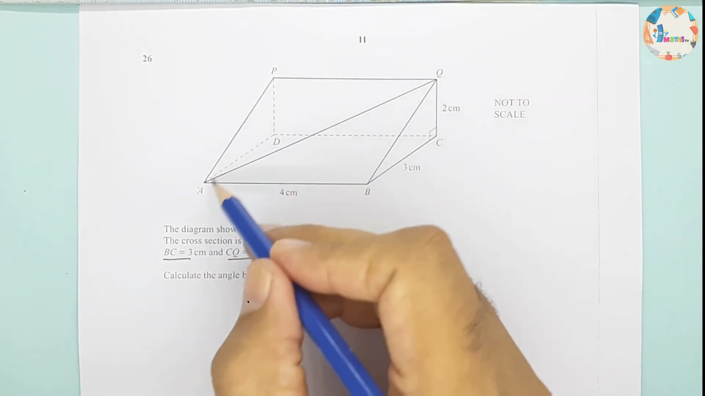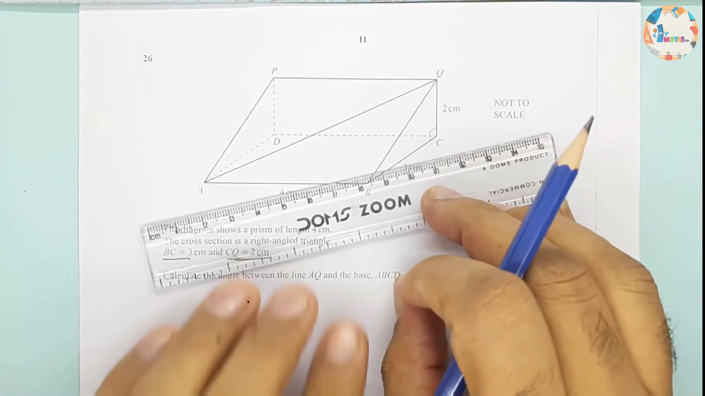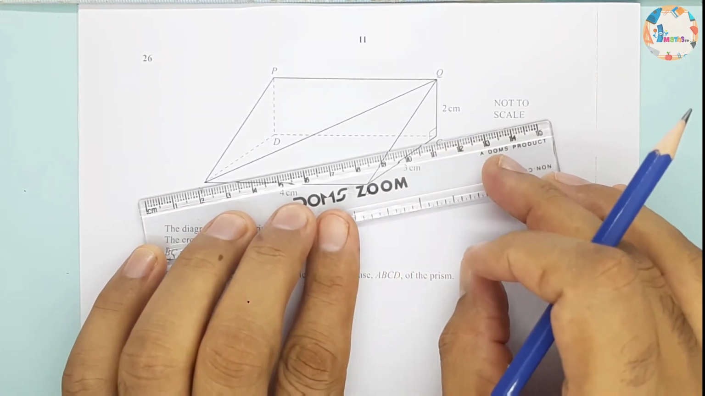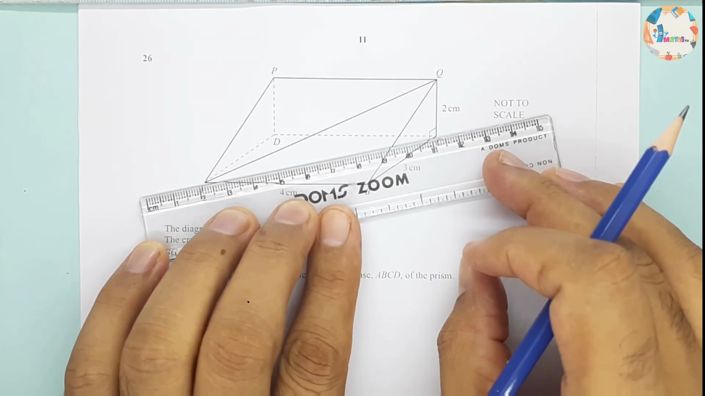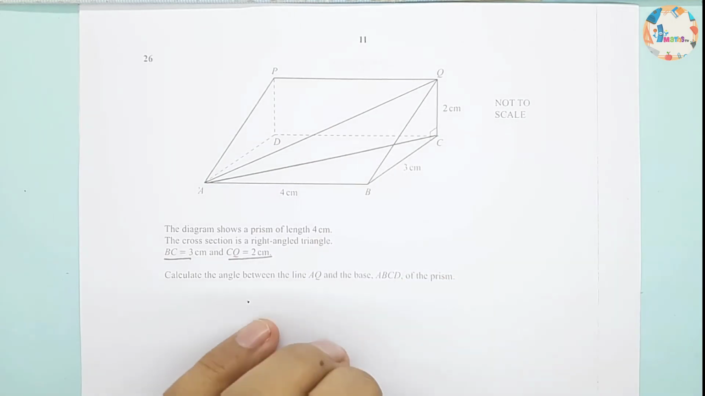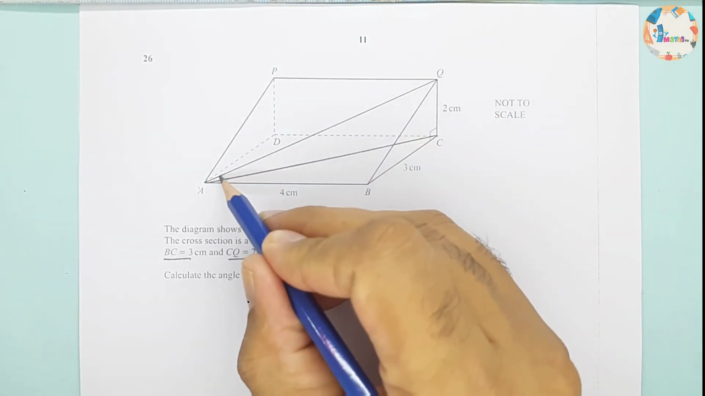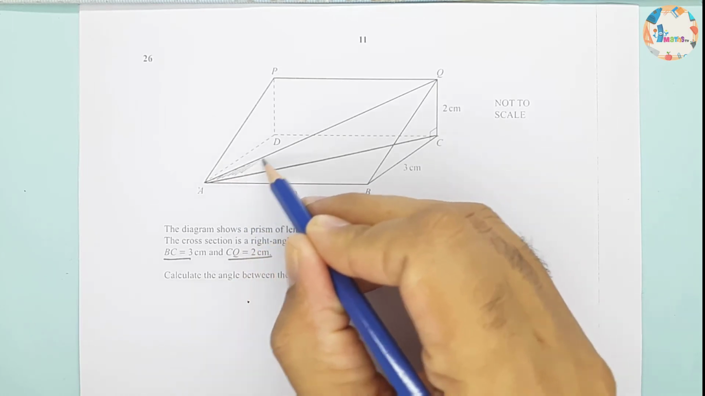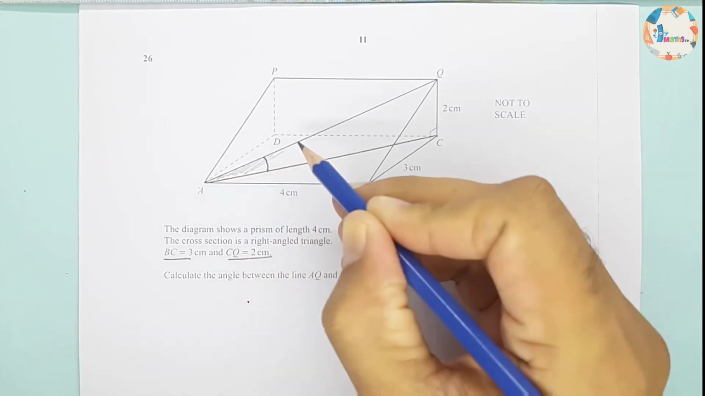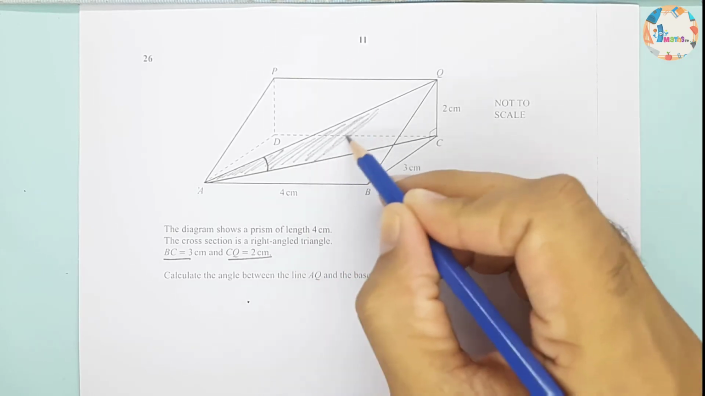So this is the base. Now the angle, you will have to understand, we require the angle between this part and this one. So basically you will have to consider this angle. This angle is required. You will have to consider this triangle which I am shading.